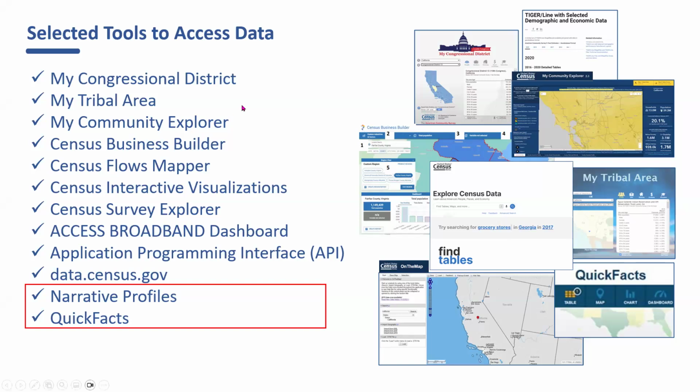For instance, we have My Congressional District, where all of the data sets are combined, and you're able to download them based on congressional district areas. Or if you wanted to find out more about American Indian and Alaska Native populations, you might want to also check out My Tribal Area, and much, much more. We won't be going through all of them, but I will be taking you through specifically what we call narrative profiles, as well as QuickFacts.